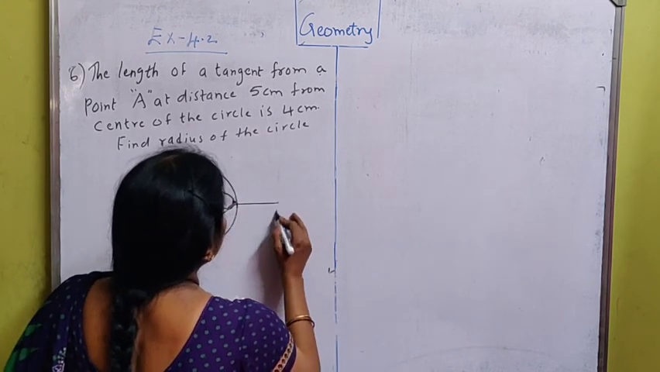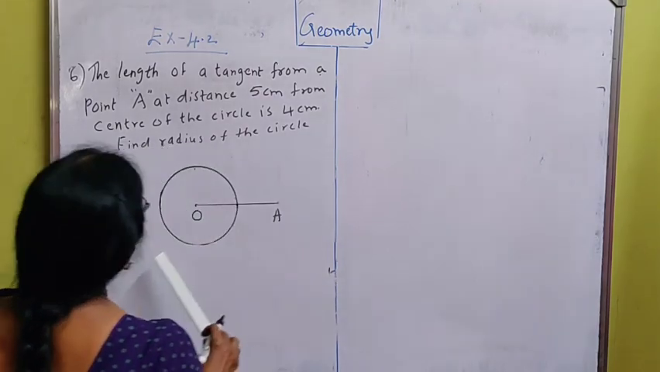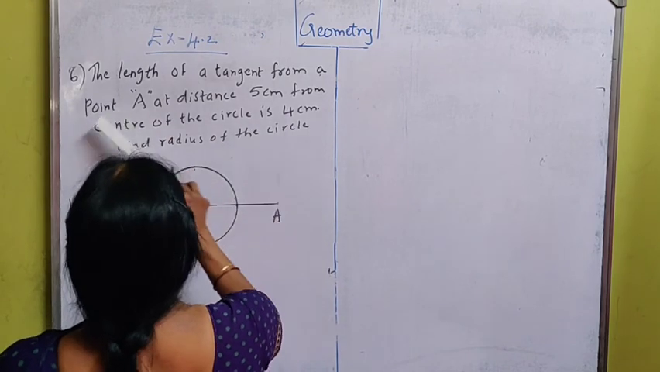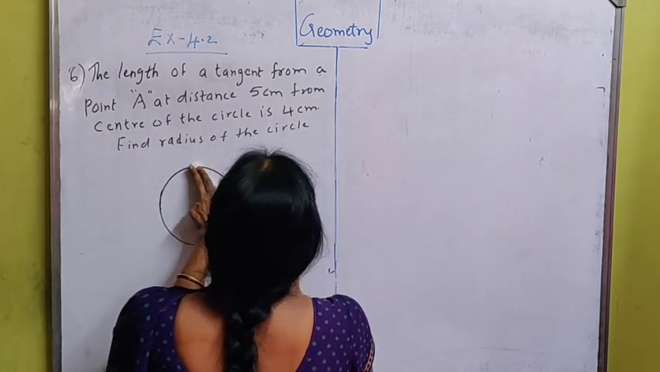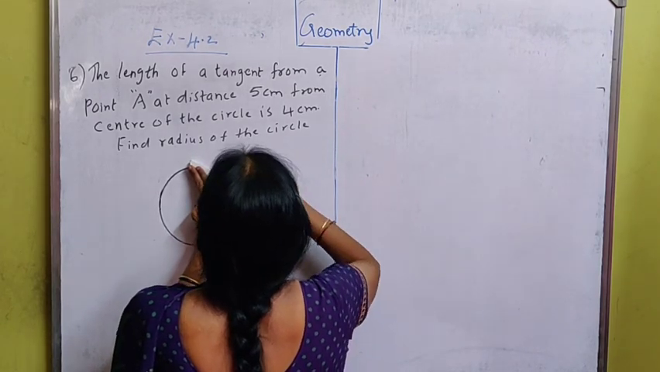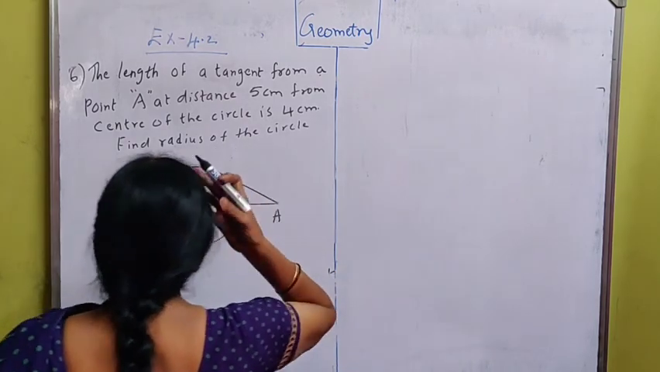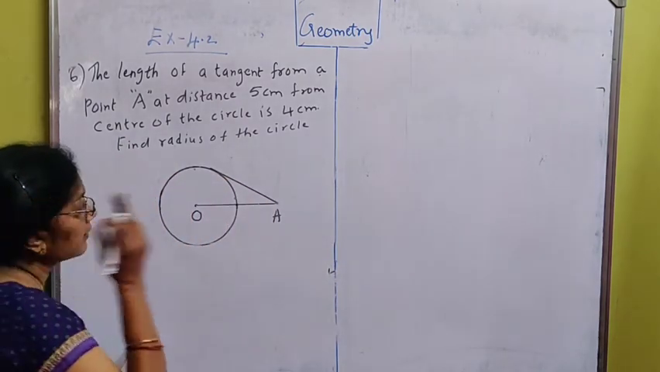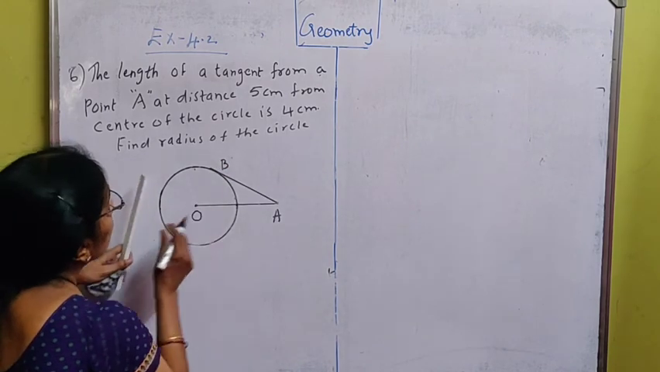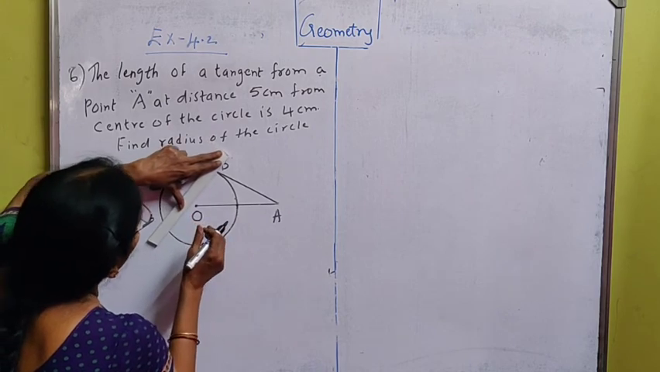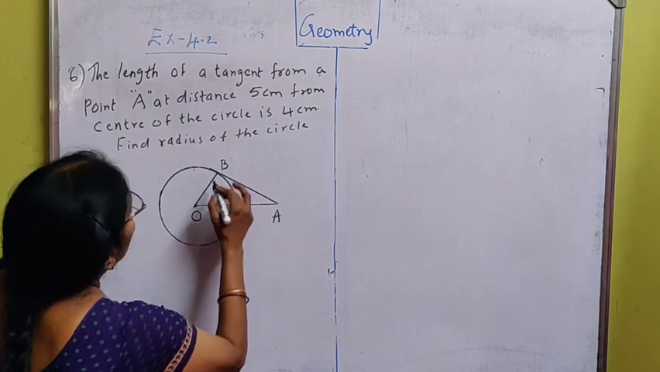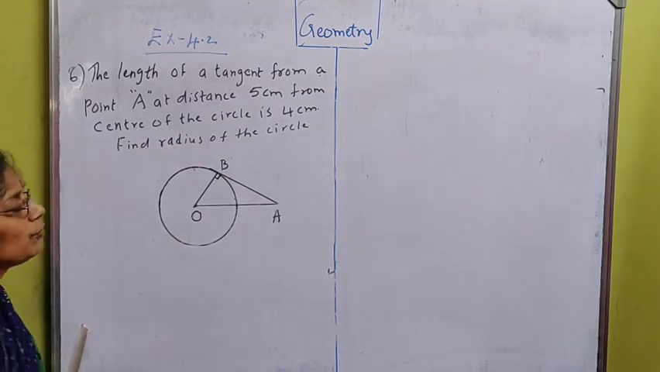So this is point A, and from point A a tangent is drawn to the circle. So this is a tangent. This is the point of contact. Let us give this point of contact as B, and we will join OB, and I will explain what it is.